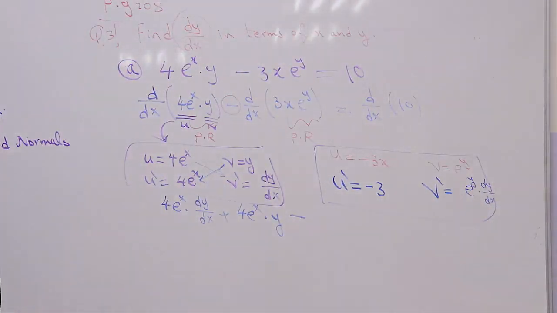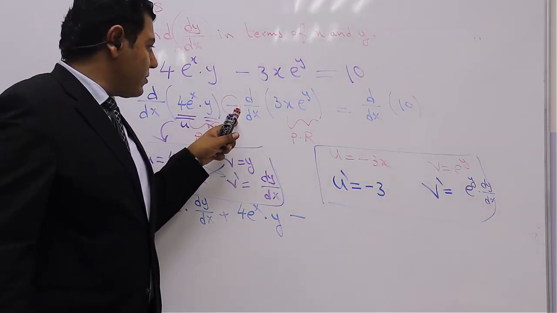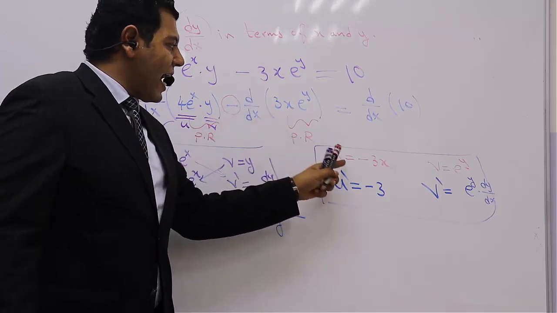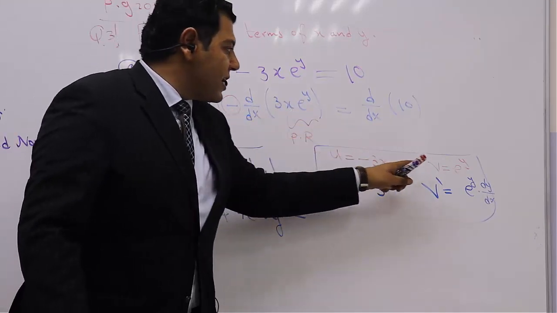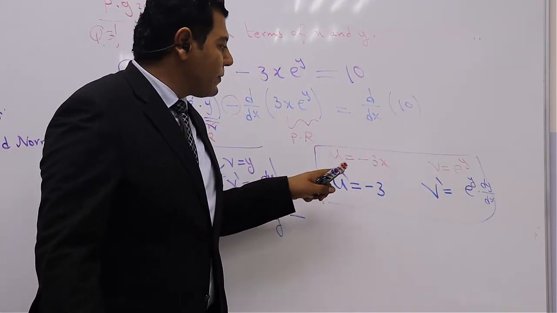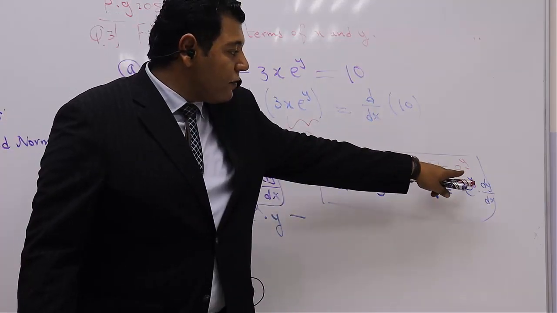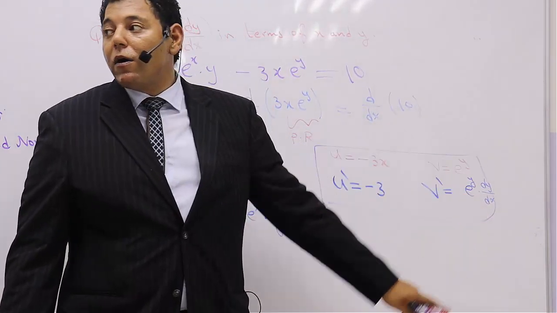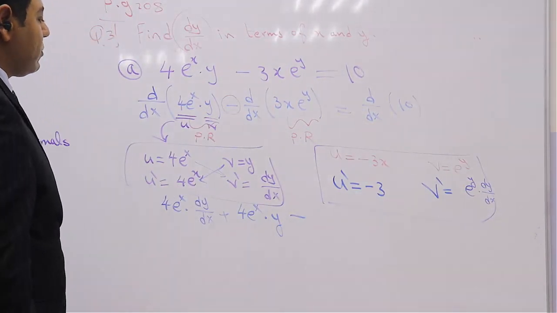Again, here in the second term I have a minus in the middle. So we just need to divide this function to be u and v, where u is minus 3x, and v is e to the power y. Now differentiate each of them with respect to x. The derivative of minus 3x is minus 3. The derivative of e to the power y is the same function times the derivative of the power. So the derivative of y with respect to x is equal to dy with respect to x.